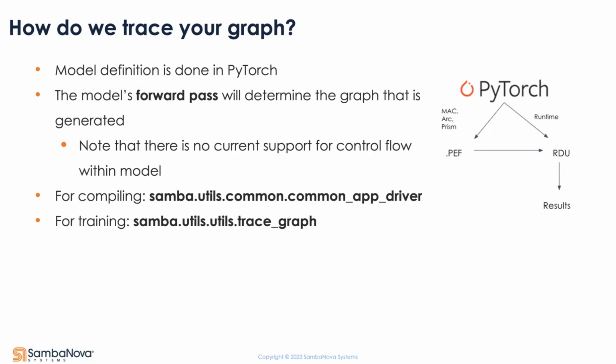One thing to note here is that we don't currently support control flow in your model. So if your forward pass contains if statements, we'll only evaluate the portions of the graph that evaluate to true. So we highly recommend that you do not use control flow in your model definition to run on SambaNova.